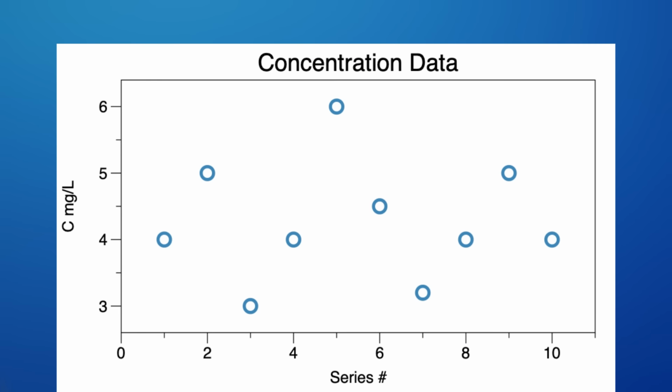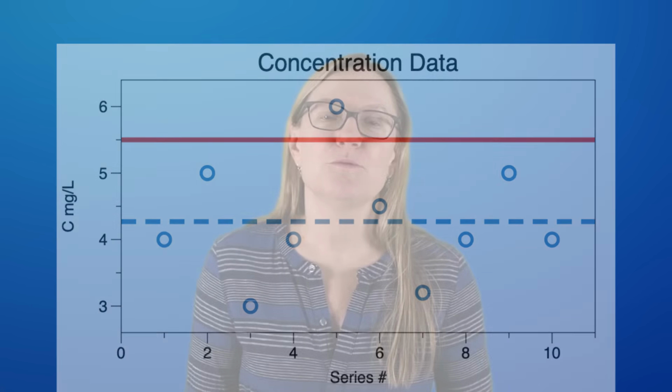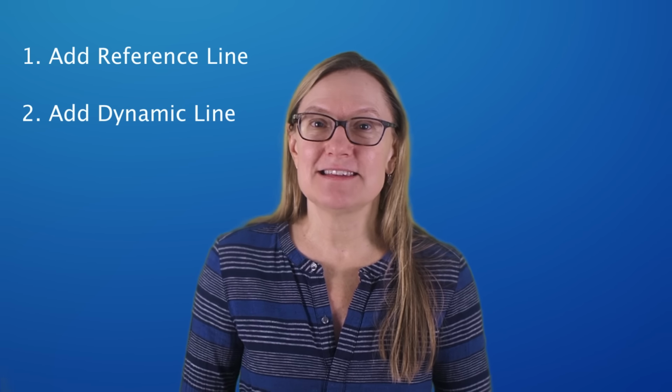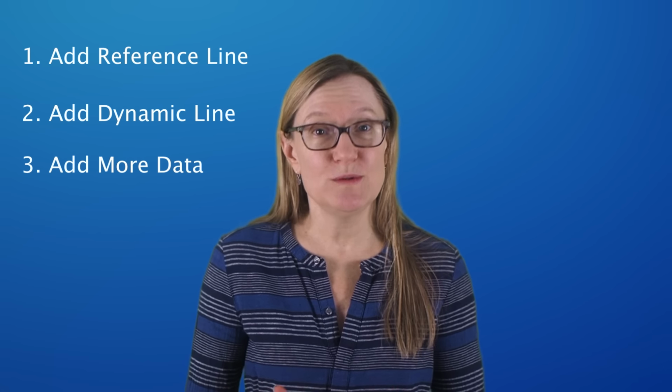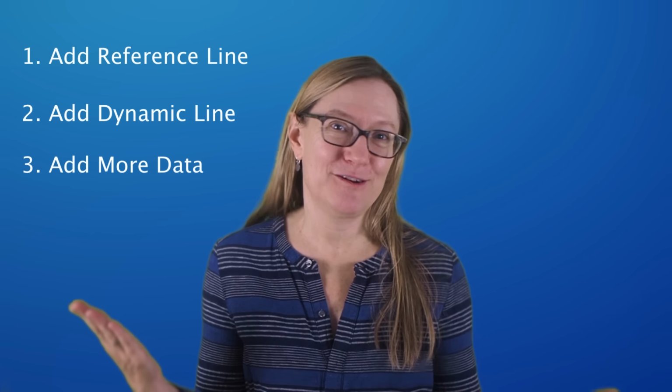The first section is where we're going to have a series of data and we add a static reference line to that data, some threshold that we want to compare our values to. Then we will go ahead and compute a mean value from that series of points. This will be a dynamic reference line on the same graph. And lastly, we're going to see what happens when we add new data to both our spreadsheet versus our DataGraph file. Let's get started.